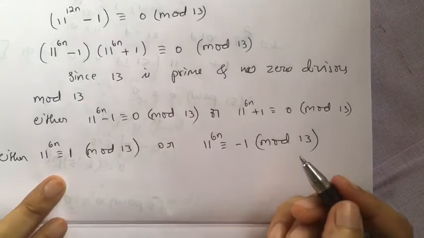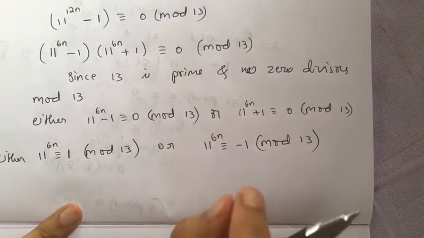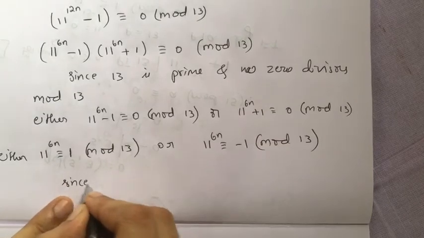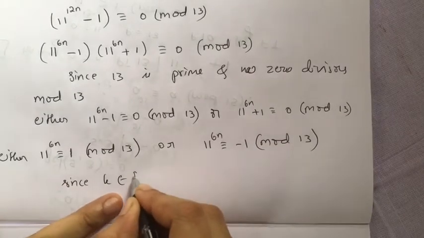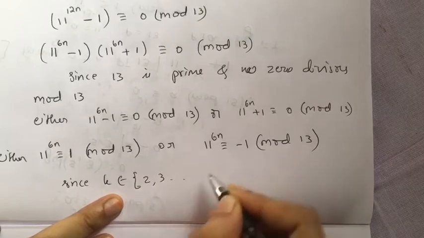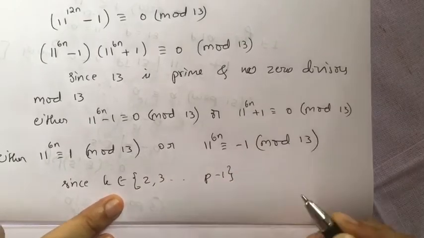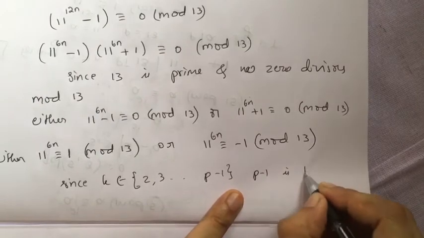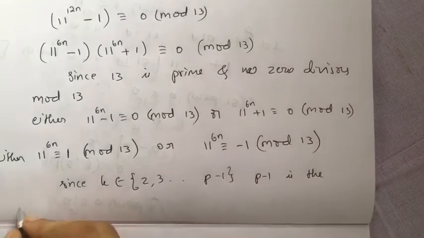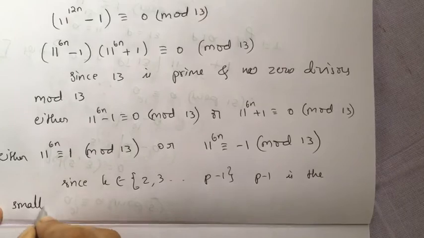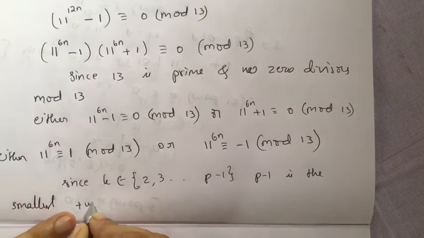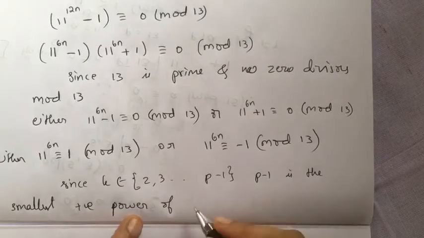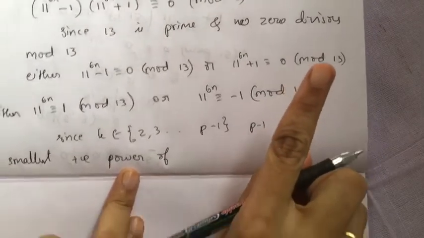Observe one thing. When we have taken the powers of any k, that should lie in between 2, 3 up to p minus 1, right? And among this, p minus 1 is the smallest positive power of k that is congruent to 1 mod p.